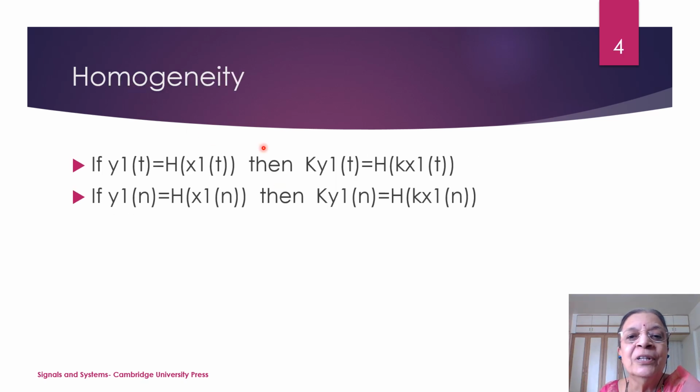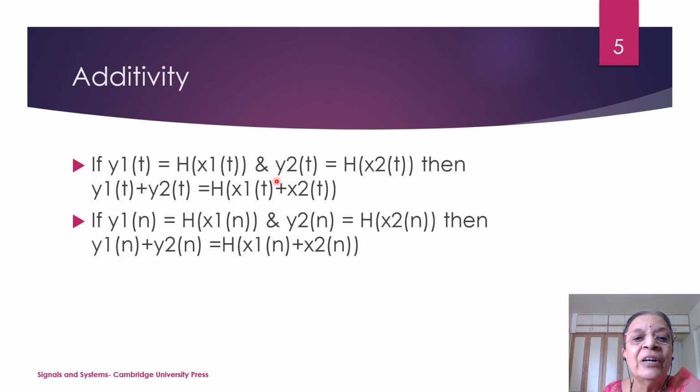So in case of homogeneity, let us say that x1 is scaled by a factor of k, the output is also scaled by the same factor. Similarly, for DT system also, it will be scaled by the same factor. That is called as homogeneity. And additivity means if the two inputs x1(t) and x2(t) are added and given as input to the system, the output is y1(t) plus y2(t), where y1(t) is the output for x1(t) and y2(t) is the output for x2(t). So the corresponding outputs, if they directly get added, we say that it obeys additivity property.